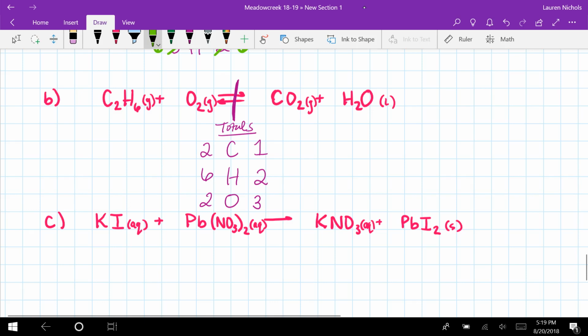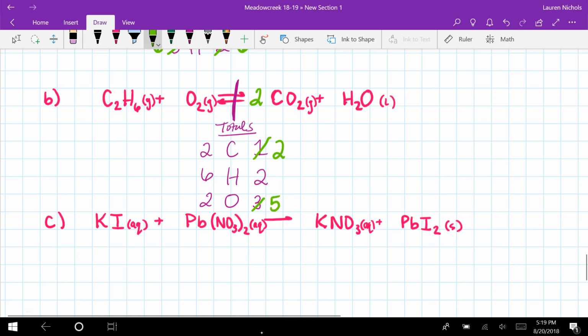2 on the left side, 1 on the right side. So if I put a 2 here, 2 times my 1 carbon changes my total to 2, but it affects my oxygen. 2 times 2 gives me 4 oxygens plus this one over here, which is a total of 5.